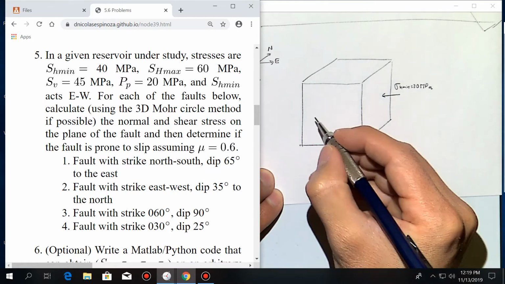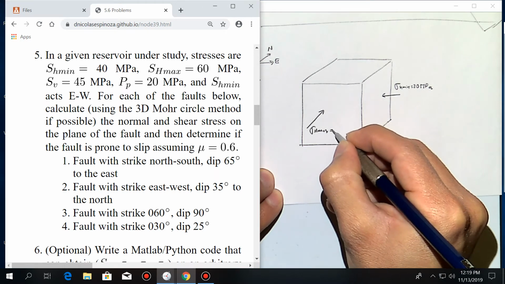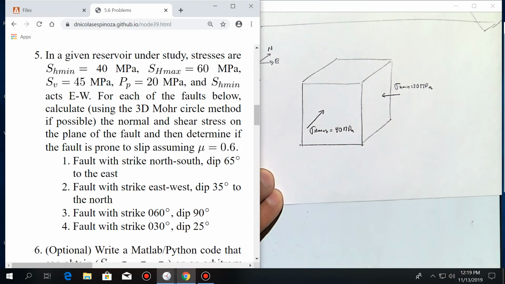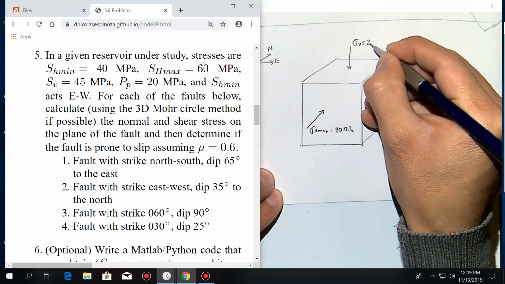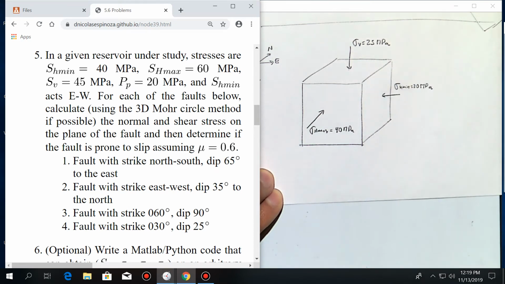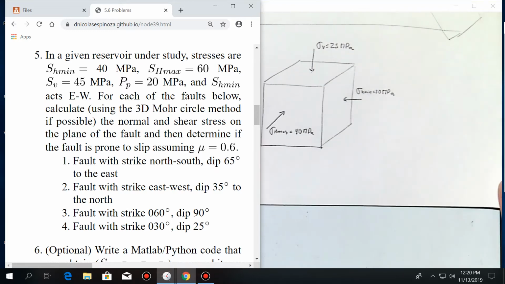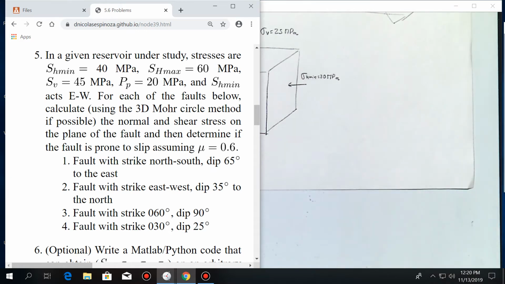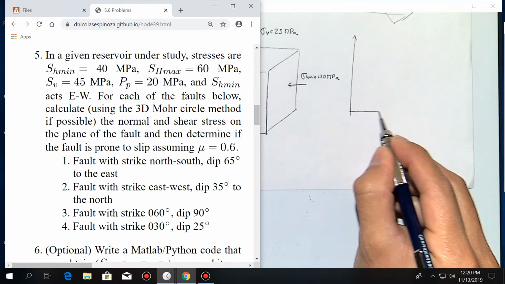SH max is going to be 40 MPa, and SV, sigma V, is going to be 25 MPa. Okay. And now the problem asks me to find stresses for these 4 faults. I'm going to solve this problem for the 4 faults in the same plot, but you could do it in different plots, and that's still all right.